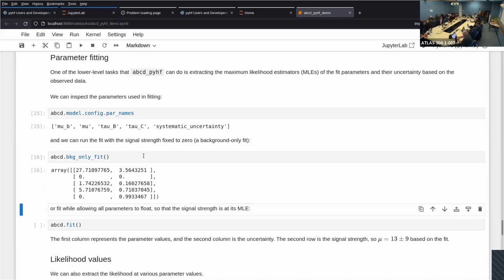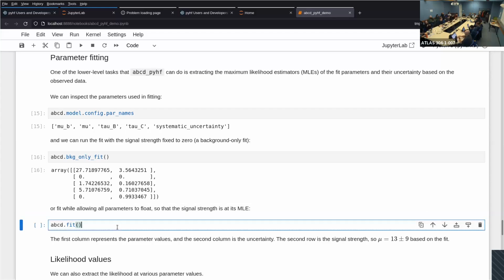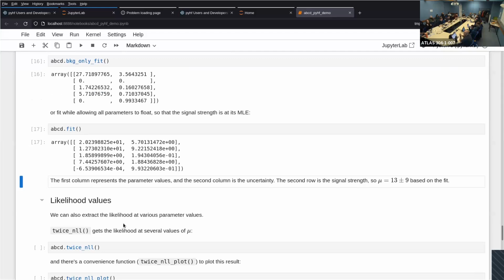And then you can do things like a background only fit, which gives you the fit value in the first column for each one of these parameters, and then the uncertainty in the second column. So this is the background only fit where mu is set to 0, so there's no signal, and then you can do a fit looking for the maximum likelihood estimator of the signal strength. So here mu ends up being about 13 plus or minus 9 based on this fit.